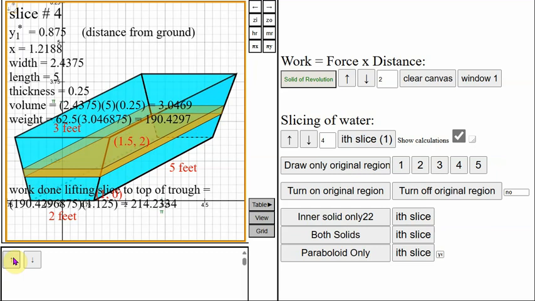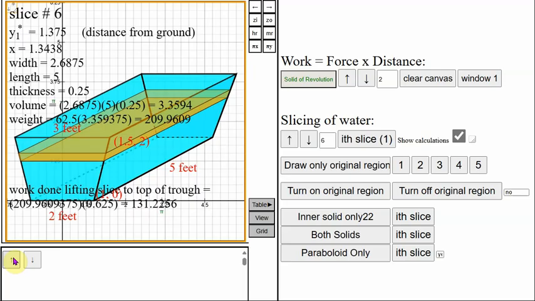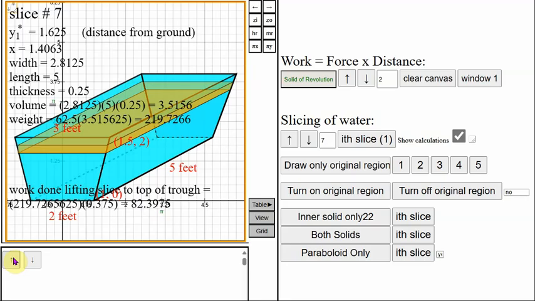Slice number 4, work is 214.23 foot-pounds. Slice number 5, the work is 175.17 foot-pounds. And then slice number 6, work is 131.22 foot-pounds. And then slice number 7, work is 82.39 foot-pounds. And then the last slice, which is slice number 8, the work is 28.68 foot-pounds.